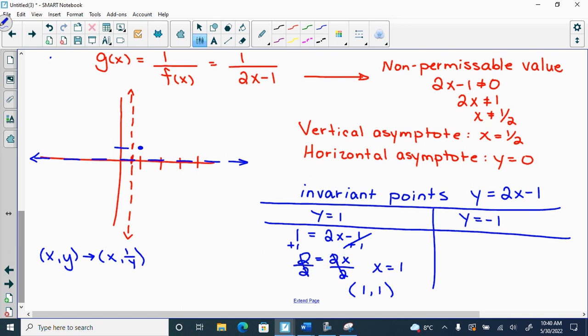And then I plug in -1. -1 equals 2x minus 1. Add 1. Add 1. 0 equals 2x. Divide by 2. x equals 0. So my other coordinate is at (0, -1). So it's here.